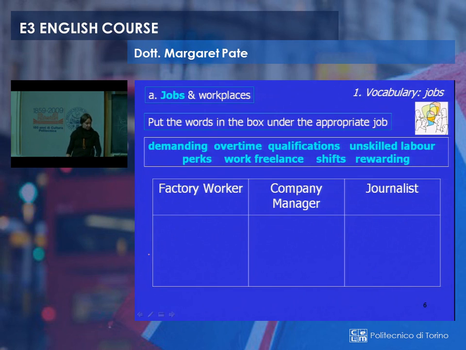Journalists then, the last words are work freelance. You don't always work in the same office, but you write articles and send them to different newspapers and journals. You work freelance. And maybe it is rewarding. Yes, it can give you a lot of personal satisfaction, be rewarding.